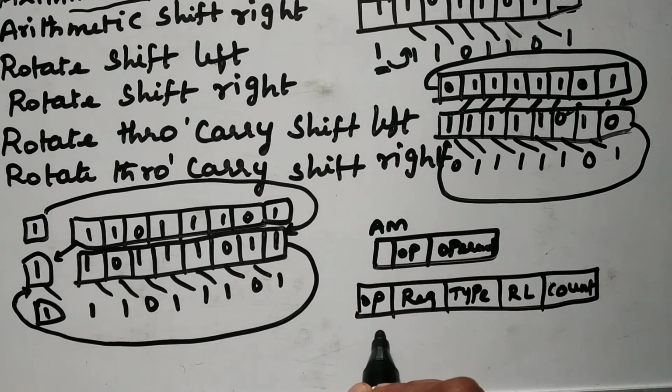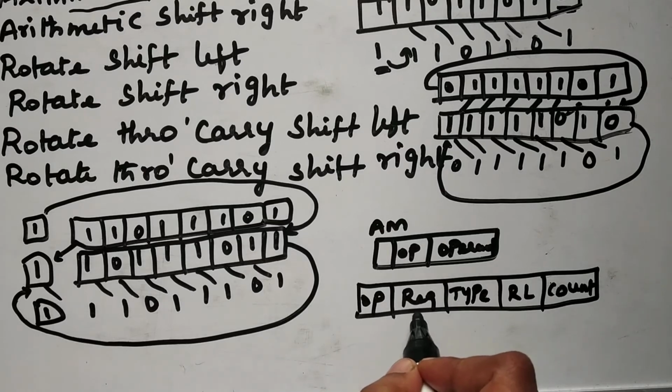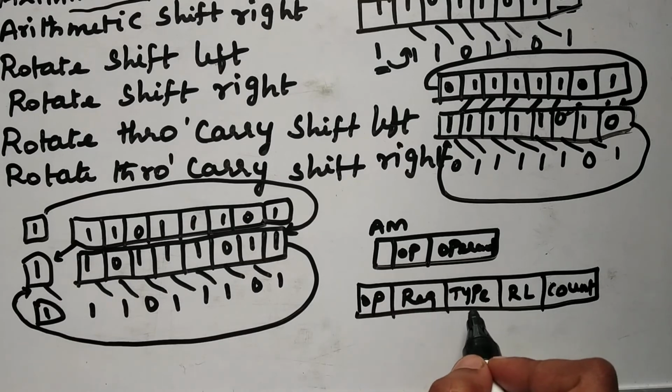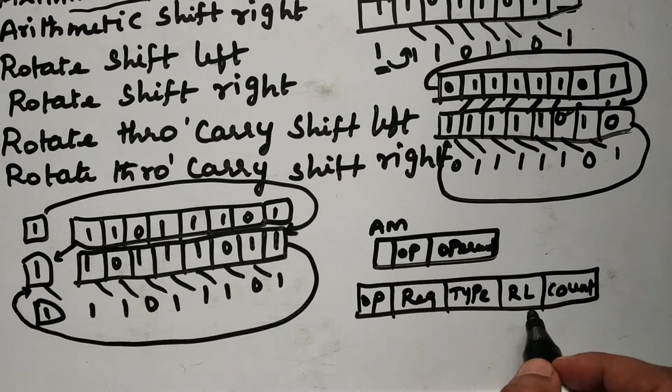The opcode tells what operation we are going to perform, obviously a shift operation. The register field mentions in which register the operand is stored. The next is type. We have 4 categories of shift instructions, and among them, which kind of shift instruction we are going to perform is mentioned in this field. RL represents whether we are going to perform shift right or shift left, that is, the direction of the shift operation.